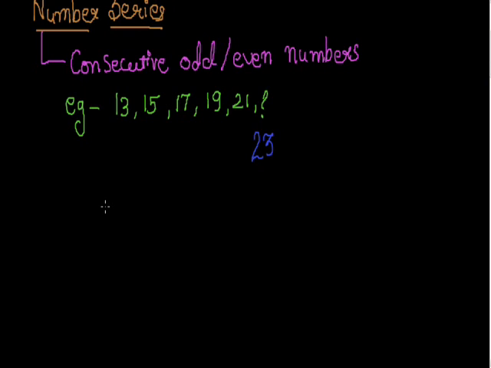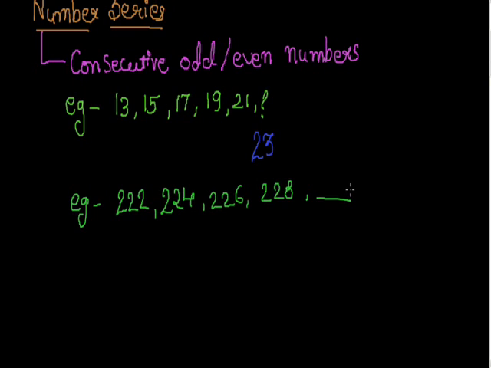Now let us take one more example. Here we can see that this is an even series, again with a common difference of +2. So our next number will be 230.